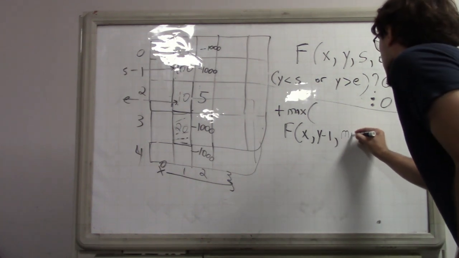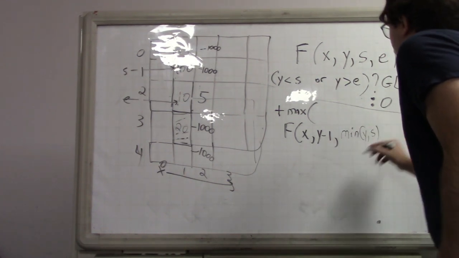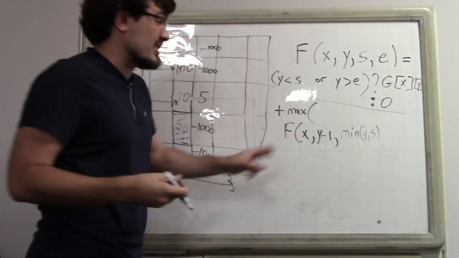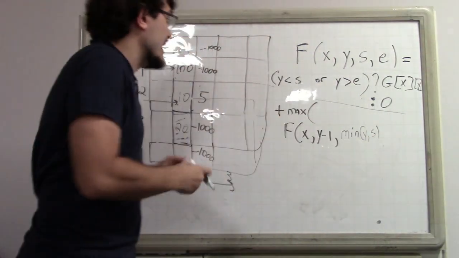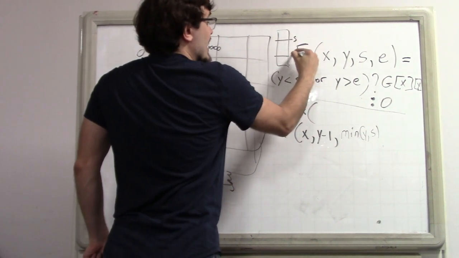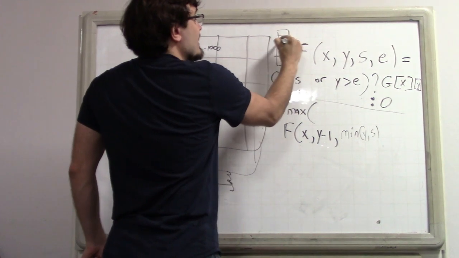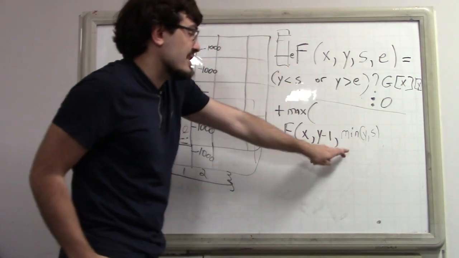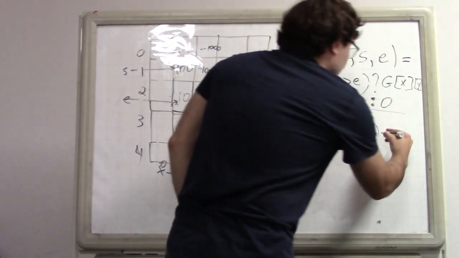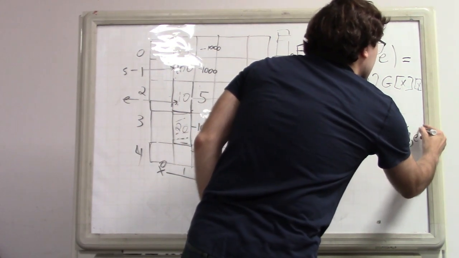One way you can do it is kind of like this. Min of y and s. This is basically saying that if y was smaller than s, so you were in this column, here was s and e, and y was actually above here, then you have to expand s to cover that. So the new argument of s will be the min of y and s. And for e, similar logic applies, max of y and e.